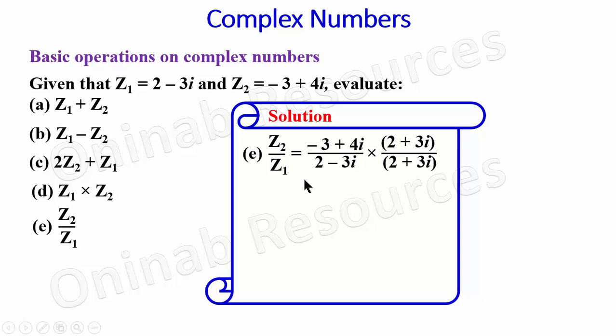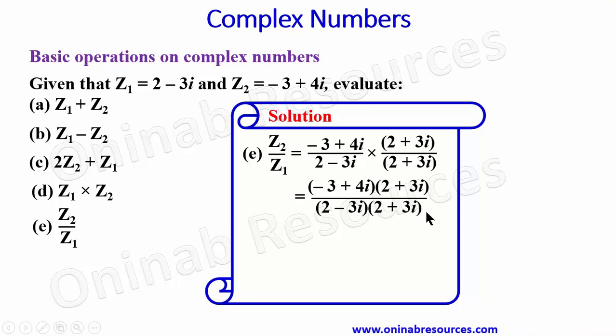So doing that, we have negative 3 plus 4i times 2 plus 3i over 2 minus 3i into 2 plus 3i. The expansion of the numerator is going to be like what we did in D. Why the expansion of the denominator? Because they are conjugates of each other, we just multiply the real part and the imaginary part. We then conclude that expansion.